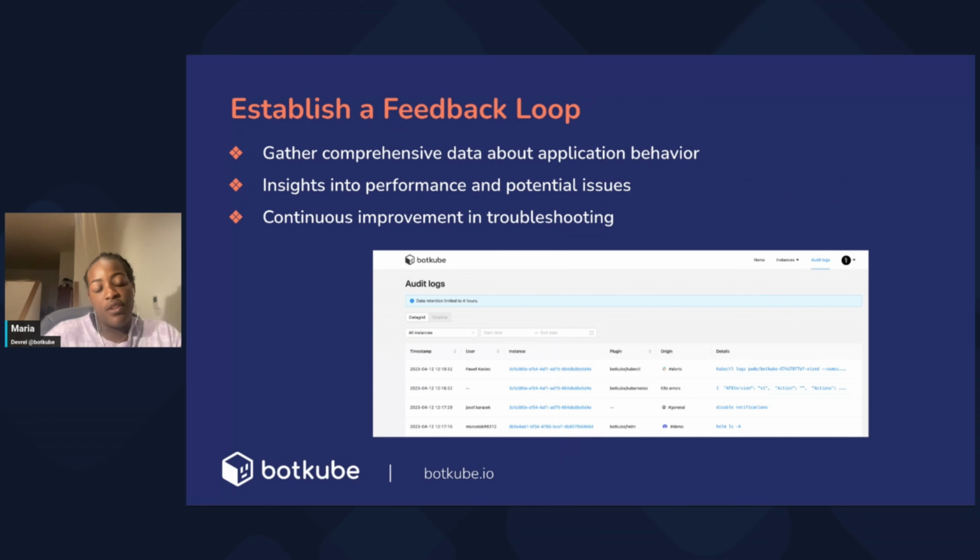And third, establishing a feedback loop. This is an example of an audit log that you'll be able to access with the Botkube web-hosted app. So you're able to get insights about your team's performance and potential issues. If you notice that certain developers on your team are the ones who ran the last command before something goes down, you're able to get performance insights on what's going on with your team. And as an industrial engineer, I believe in continuous improvement, and you can't have continuous improvement without having data to back it up. So this audit log is your source of truth to be able to make changes to improve your system.